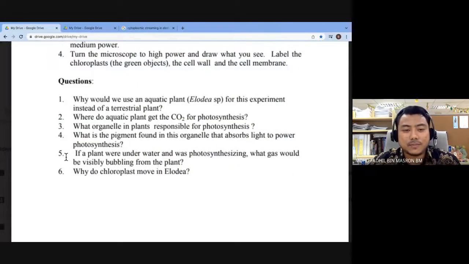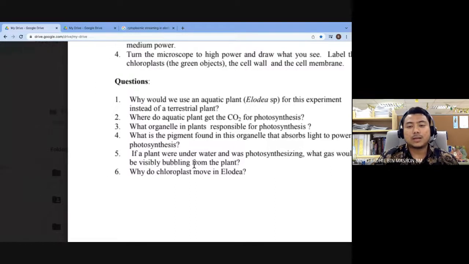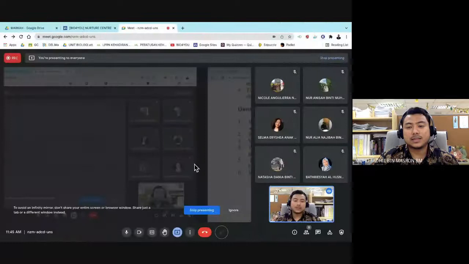Okay, question number 5. If a plant were underwater and was photosynthesizing, maknanya kalau pokok tu dekat dalam air dan di bawah air, kalau dia menjalankan proses photosynthesis, apakah gas yang would be visibly bubbling from the plant? Gas apa yang bubble-bubble keluar daripada plant tu agak-agaknya? Photosynthesize tau, bukannya respiration tau.